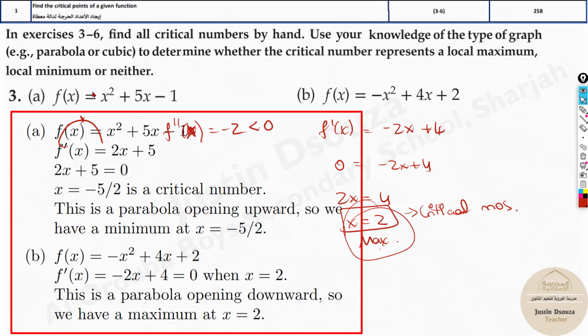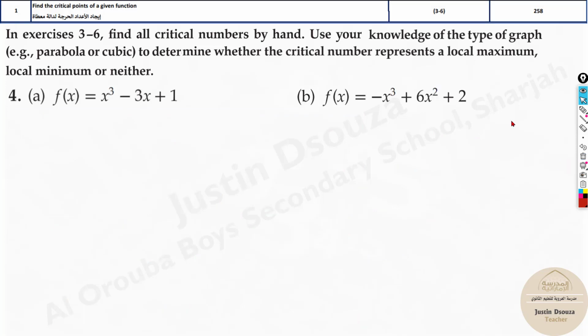Here we have a minimum point because it's positive. It will open upwards. And this is the critical number, minimum. Here x equals 2, maximum. Now let's do this problem here.